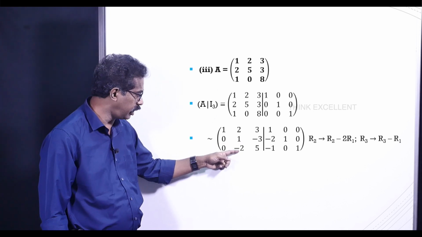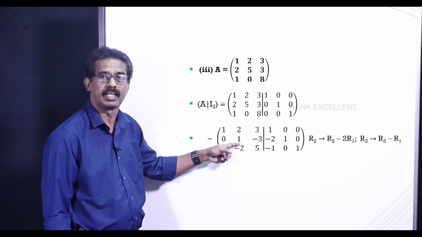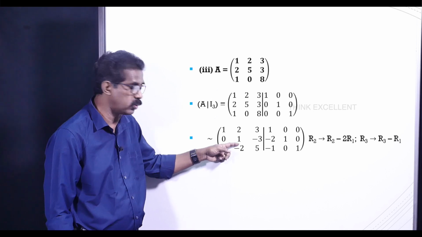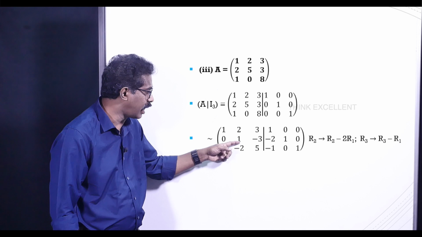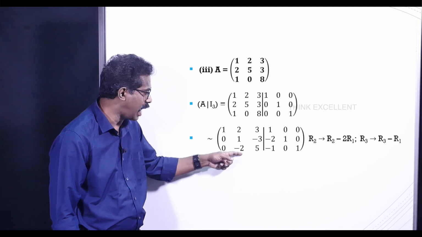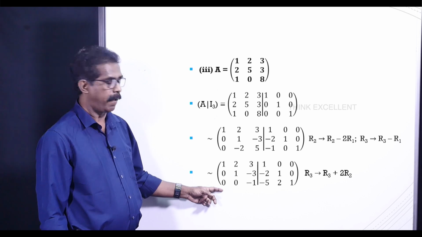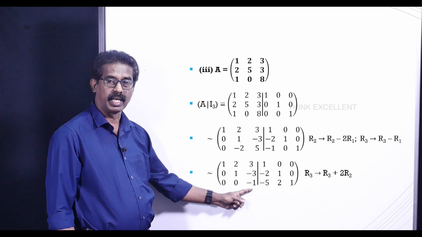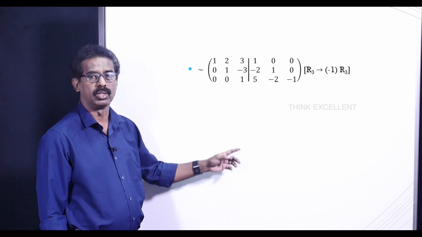So R3 is R3 plus 2 times R1. Right, multiply by 2 and add it, because minus 2 plus 2. So R3 is R3 plus 2 times this. 2 into 1 is 2, so I add it. Minus 2 plus 2 is 0. So you will get this step. This element we want to make plus 1, but it is minus 1. What do you do? Just change the sign throughout. So you will get this step.